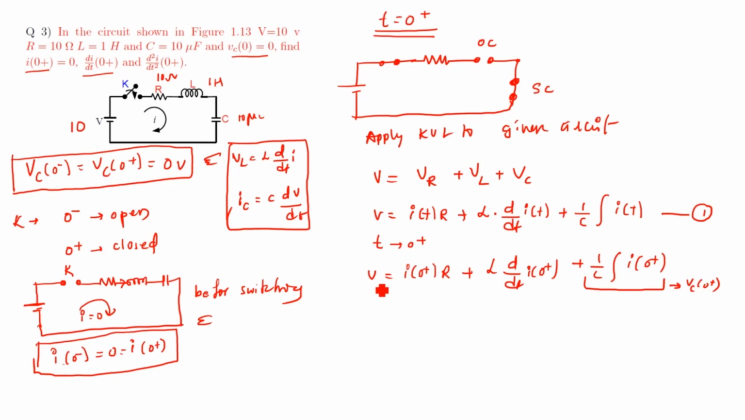Then can I write this as VC0 plus? What is the value of V? The value of V is 10. What is I0 plus? That is calculated already. That is 0 into R plus L into d by dt of I0 plus, equals VC0 plus, which is also 0. Therefore d by dt of I0 plus equals, with L being 1, only 10 amperes per second.